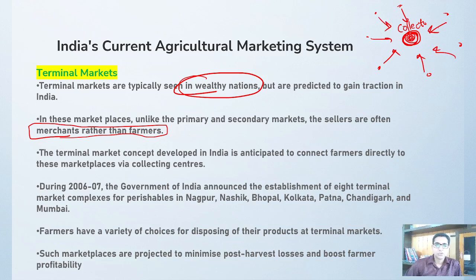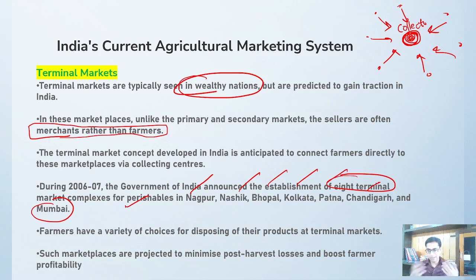There are 8 terminal markets in our country for perishables: Nagpur, Nasik, Bhopal, Kolkata, Patna, Chandigarh, and Mumbai. These are the collection centers. So farmers have a variety of choices for disposing of their products at the terminal market. A farmer may come to the terminal market, or may sell to the merchant, and the merchant can sell it to the terminal market.